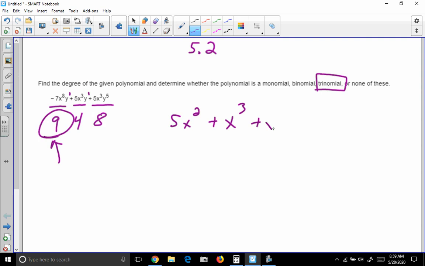Now, if we only have one variable in our term, then we determine the degree of each term by that one exponent. So this degree is 2, this degree is 3, this degree is 1. So for this example, this would be a 3rd degree polynomial. So that's how we determine the degree of a polynomial, the degree of the term that has the largest degree.